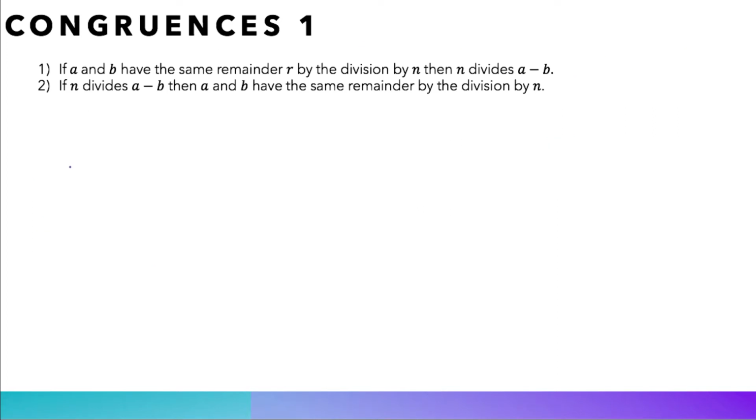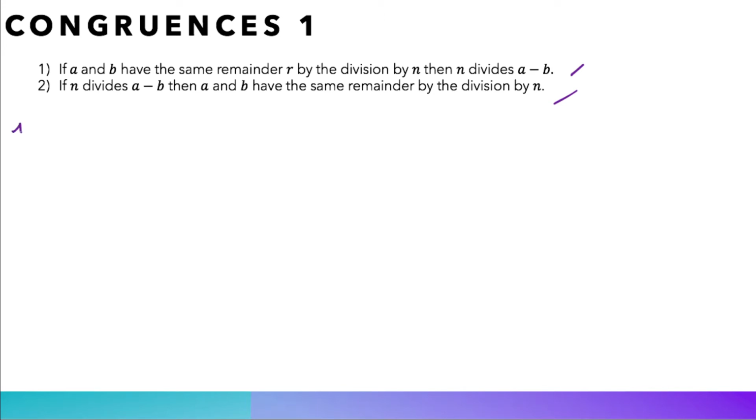In what follows, I will show why both of these definitions are equivalent, namely, if A and B have the same remainder r by the division by n, then n divides A minus B here, and if n divides A minus B, then A and B must have the same remainder modulo n.